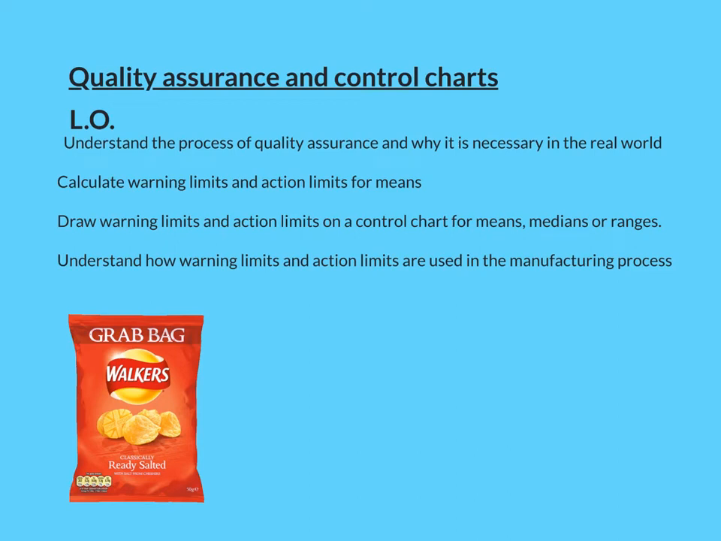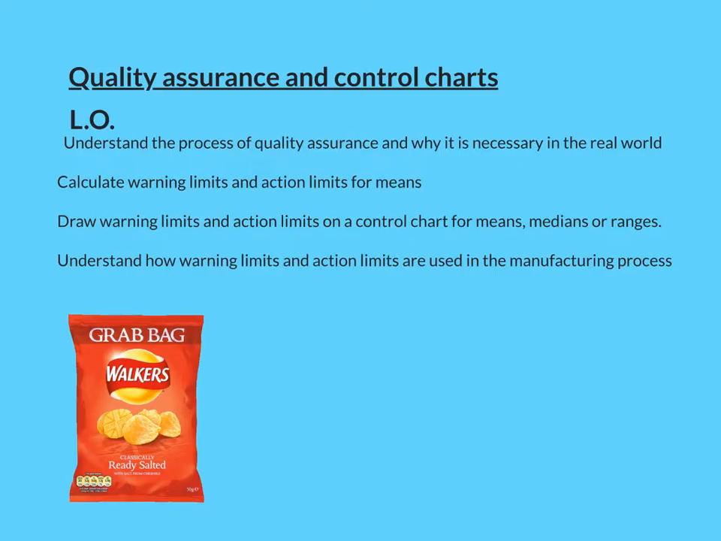In this video, we're looking at something really practical which is used in many manufacturing companies and processes, and that's quality assurance and control charts. We're going to understand the process of it and why it's necessary, and we're going to look at things called warning limits and action limits and look at how those are used.